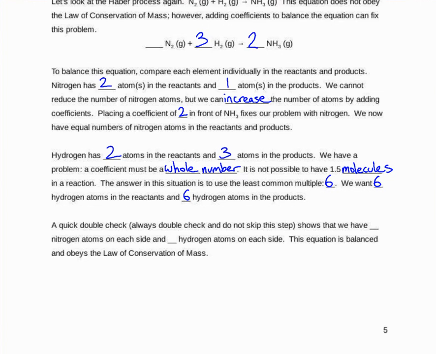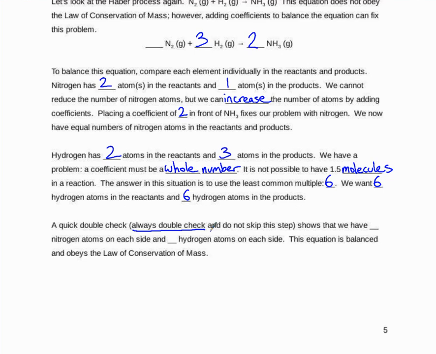So let's double check this thing. You always want to double check at the end. Make sure it's balanced. It's really easy to get an answer. You can put numbers on the page. That doesn't make it a right answer. That doesn't make it reflect reality. Always double check. Never skip the double check. You'll never catch me skipping the double check, and I expect the same out of you.